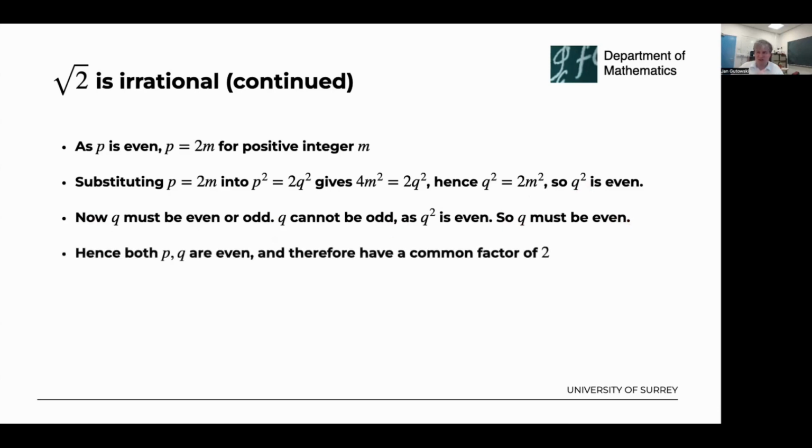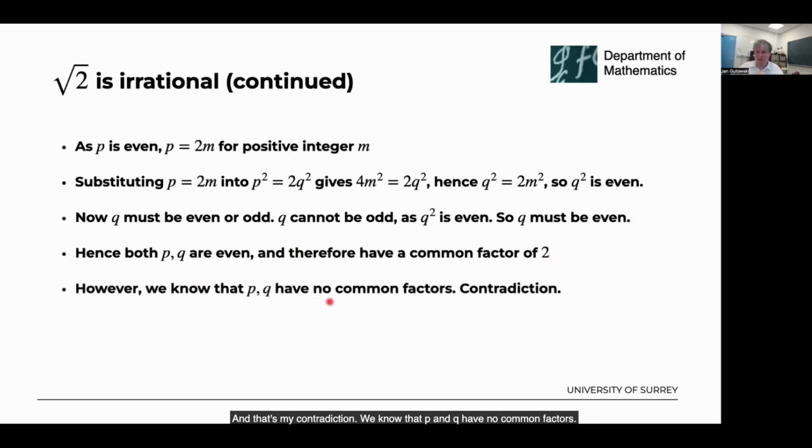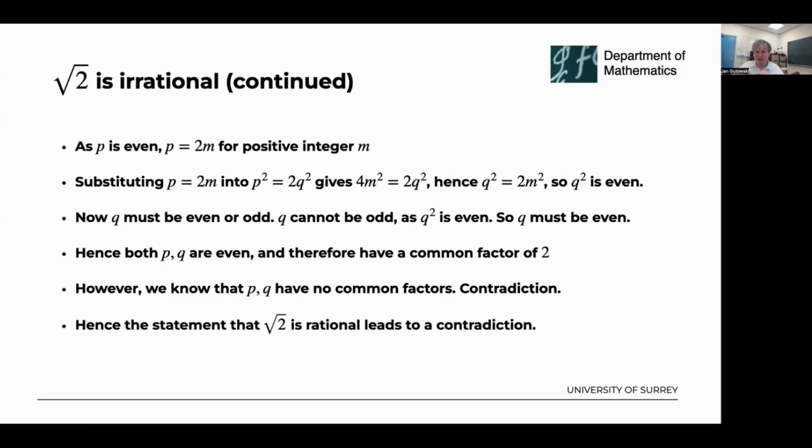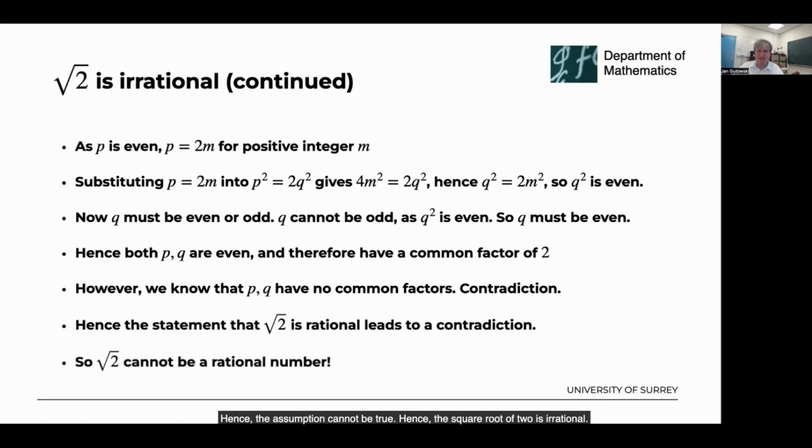Just to finish it off, I've deduced that both p and q are even and therefore have a common factor of 2, and that's my contradiction. We know that p and q have no common factors, we've already established this, but all of a sudden we've found some common factor, 2. That's the contradiction. So what we've found is that if I assume that the square root of 2 is a rational number, then I get a contradiction, hence the assumption cannot be true, hence the square root of 2 is irrational. And that's it. That's the proof completed.